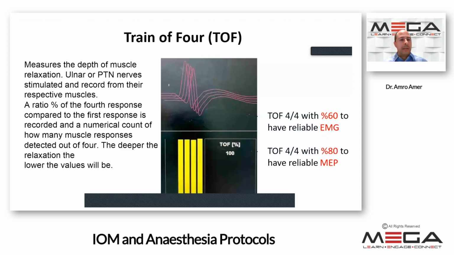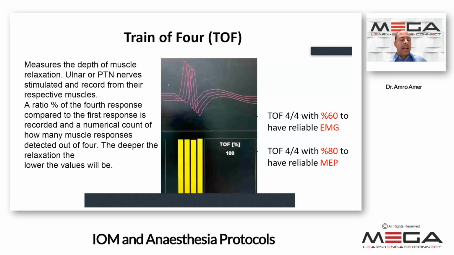Train of four, you all know about it. We just want to see if there is any muscle relaxing effect on board, or whether we have recovered and it's out of the system. And train of four is not just train of four. We do what's called the train of four ratio. We usually compare the first wave to the fourth wave. If it's more than 60%, that's what we're looking for. If it's less than 80%, we can still do EMG, but preferably more than 80% to do motor evoked potentials.